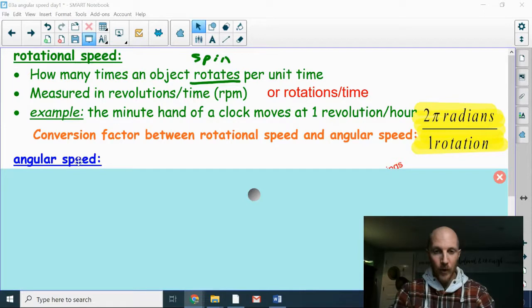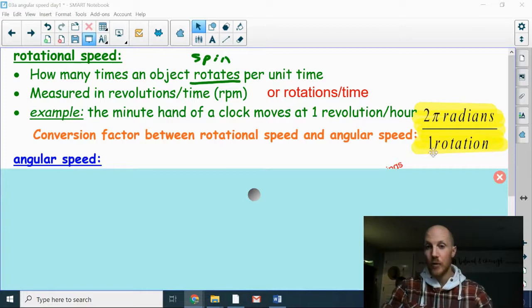Okay, so the conversion factor, which you can see right now, is only if you need to convert between rotational speed up here in green, angular speed in blue. If you need to convert to a different type of speed, like say linear speed, this is not the conversion factor that does that, right? So I placed the conversion factor literally between the two types of speed on the notes page that you would be converting between.